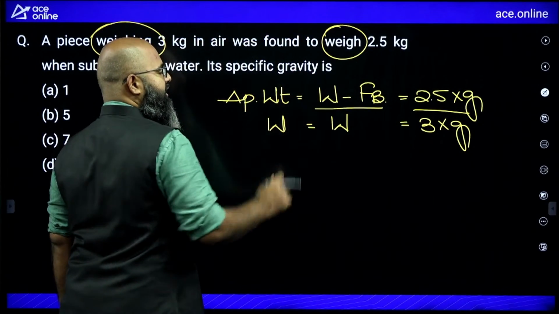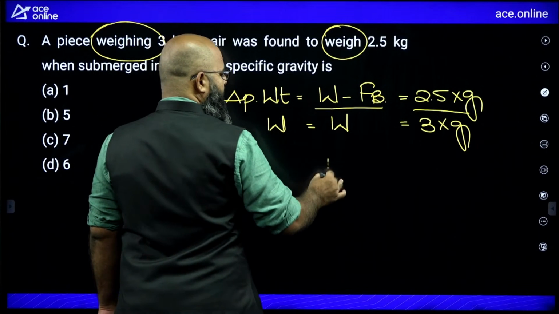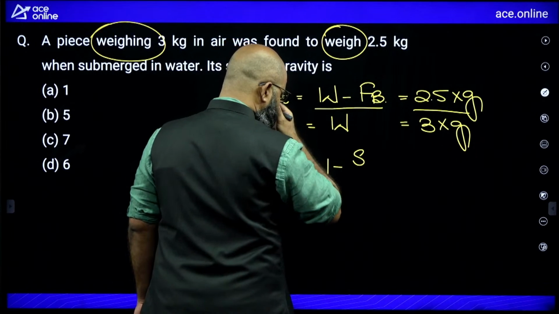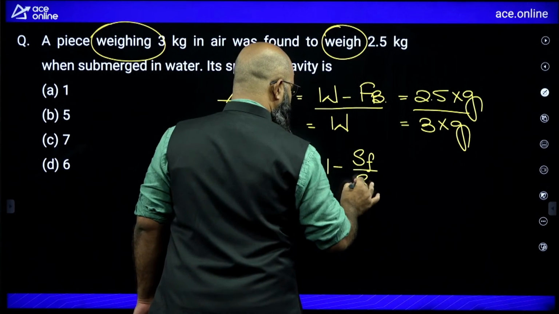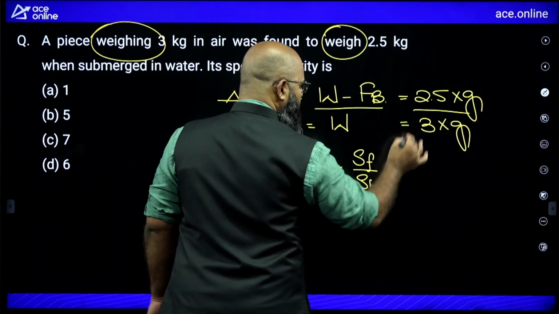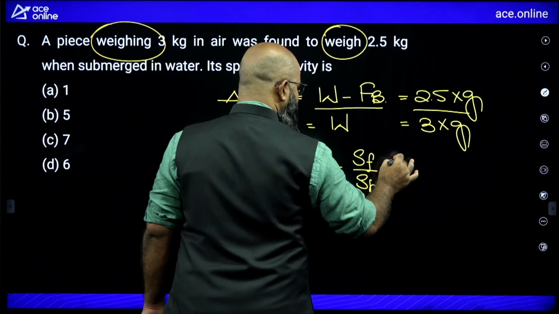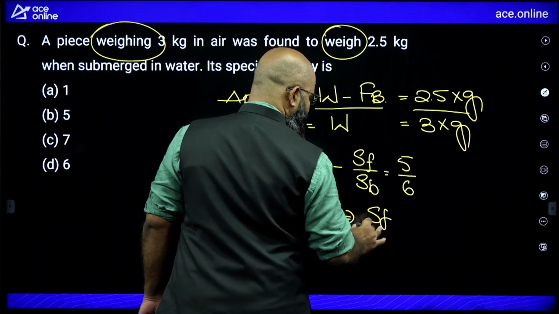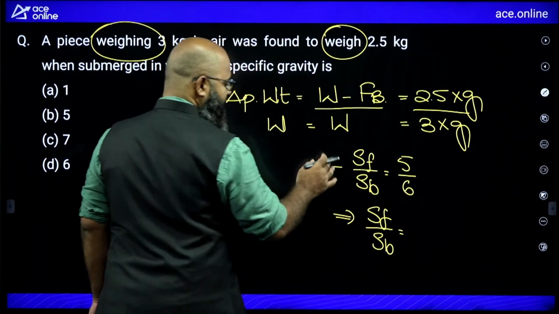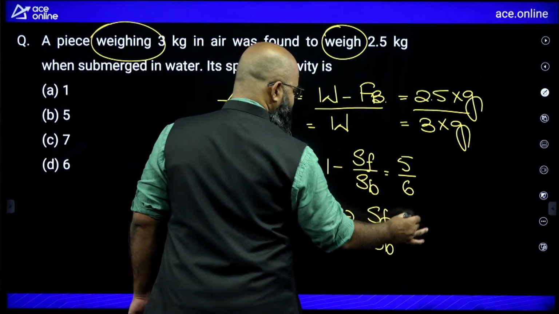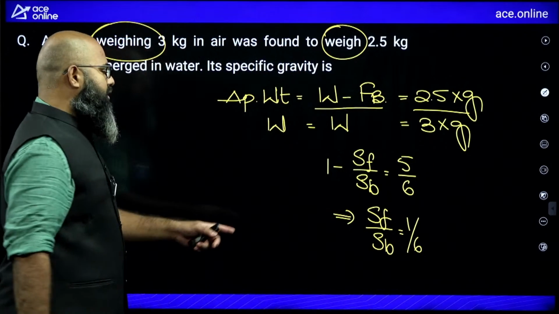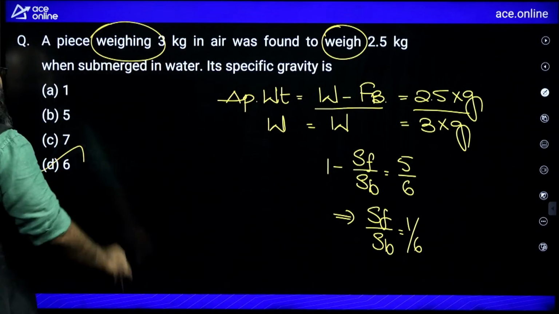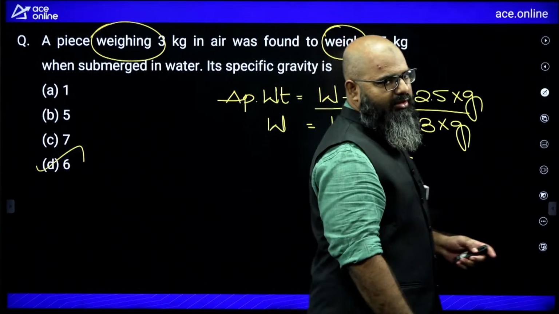Let us do one thing, let us take a ratio over here. Now weight by weight will be 1. Force of buoyancy by weight will be equal to S of fluid by S of body, which is equal to 2.5 upon 3, which equals 5 by 6. This implies SF by SB is equal to how much? This comes over here, that goes over there, 1 by 6. Now we know that since it is water, SF is equal to 1 itself. So SB will become equal to 6. The answer over here is option D. 6 would be the correct answer over here.